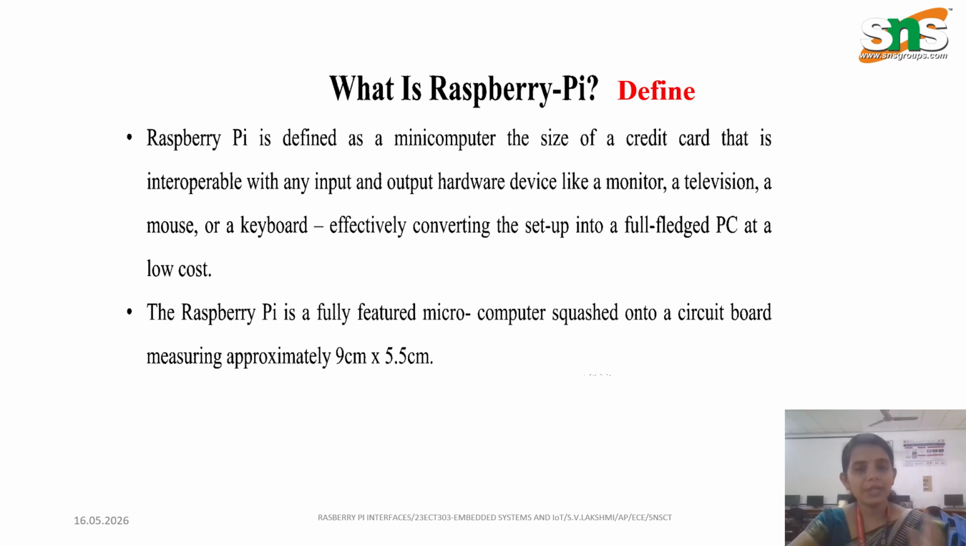As already discussed, we know what a Raspberry Pi is. It is defined as a mini computer in the size of a credit card, which is interoperable with any input and output hardware device like a monitor, television, mouse, keyboard, etc. It is a fully featured microcomputer squashed onto a circuit board measuring approximately 9 centimeters by 5.5 centimeters.